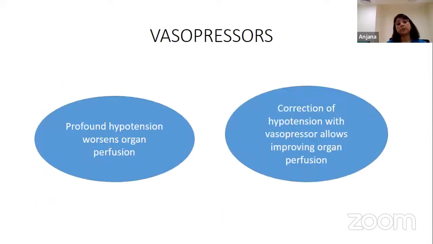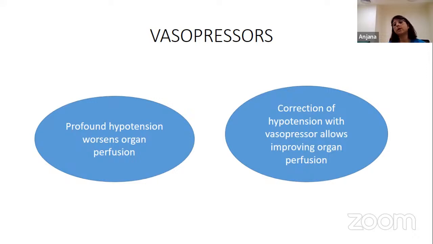Now, why do you need the vasopressors? When you're resuscitating the patients, it takes some time for the blood pressure to come up, right? So the longer the patient is in hypotension, the higher the risk of organ hypoperfusion, okay, and organ dysfunction. So you have to maintain that mean arterial pressure or perfusion pressure to maintain the perfusion to your vital organs, right? So you have to correct the hypotension with vasopressors, improving the organ perfusion.